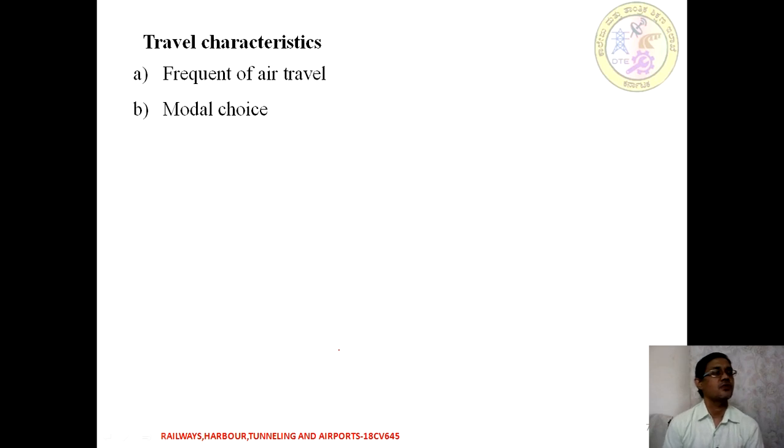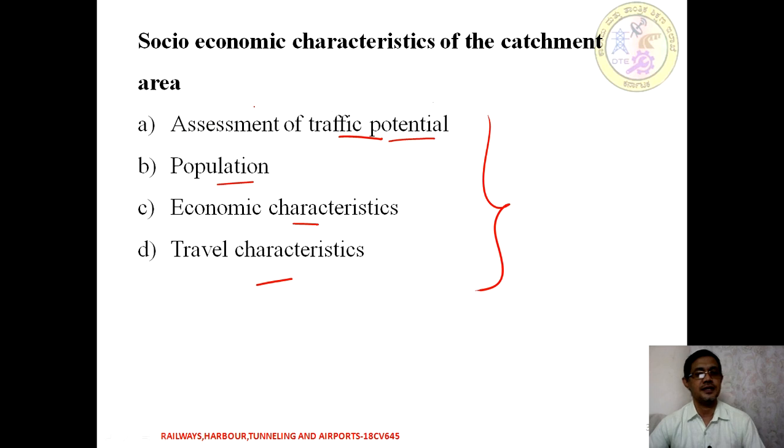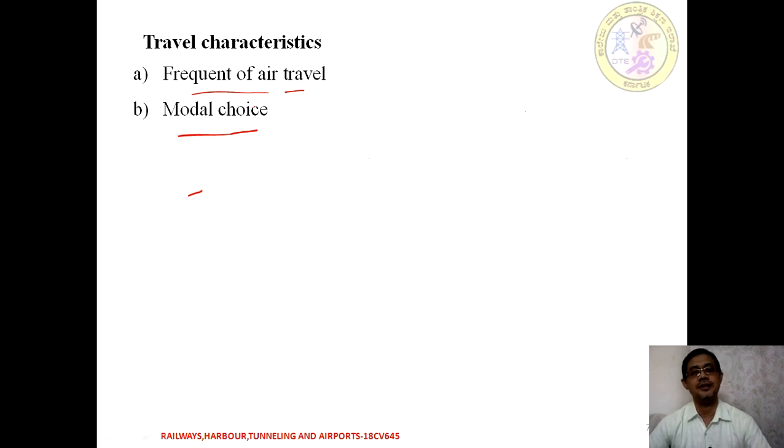Travel characteristics involve how the mode choice is made by the person and how frequently he is going to make air travel. These characteristics are utilized with respect to the socio-economic characteristics. Just to give the highlight: first is the assessment of traffic potential, next is the population, next is the economic characteristic, and next are the travel characteristics. So these four are taken into consideration for any type of catchment area with respect to socio-economic characteristics.